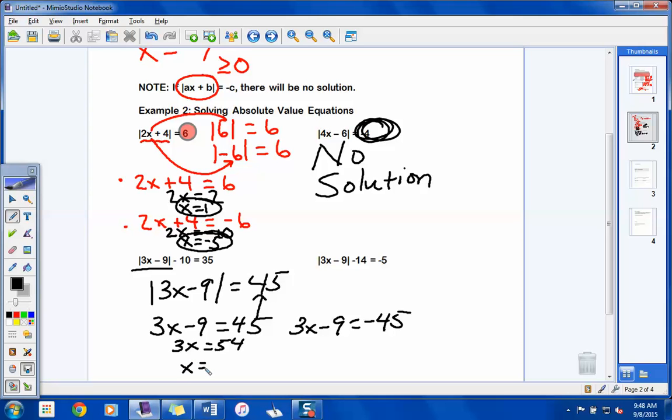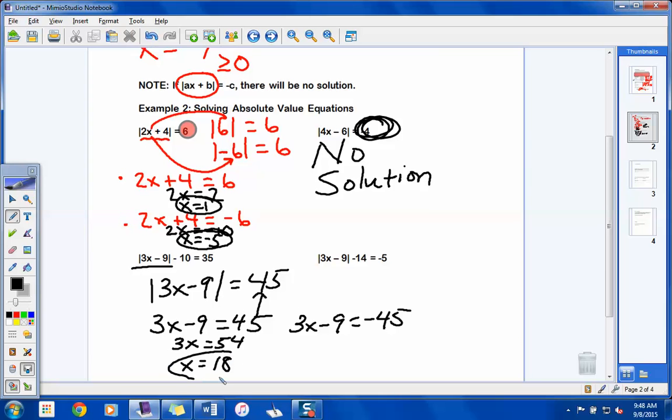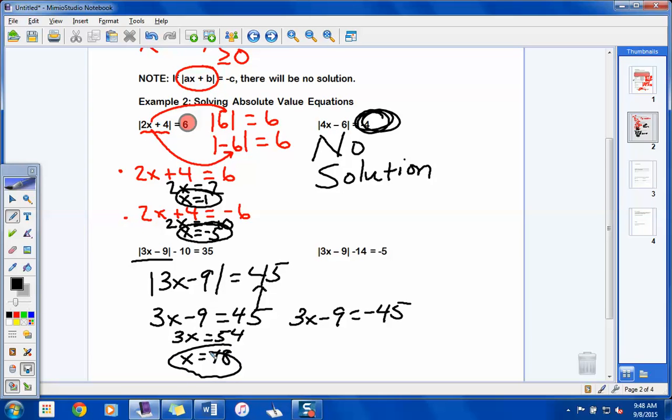How much? 18, I agree, very good. For the other one, you are going to add 9 to the other side. So we've got 3x equals negative 36. Yes. And then you're going to divide each side by 3 and get x equals.